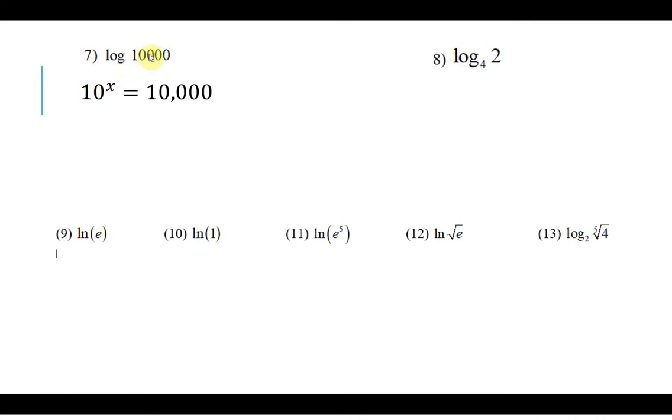Okay, logs, if you see a common log, it's really kind of simple. Just count your zeros. That's a trick. 10 to what power is 10,000? 4. So log of 10,000 is equivalent to 4.